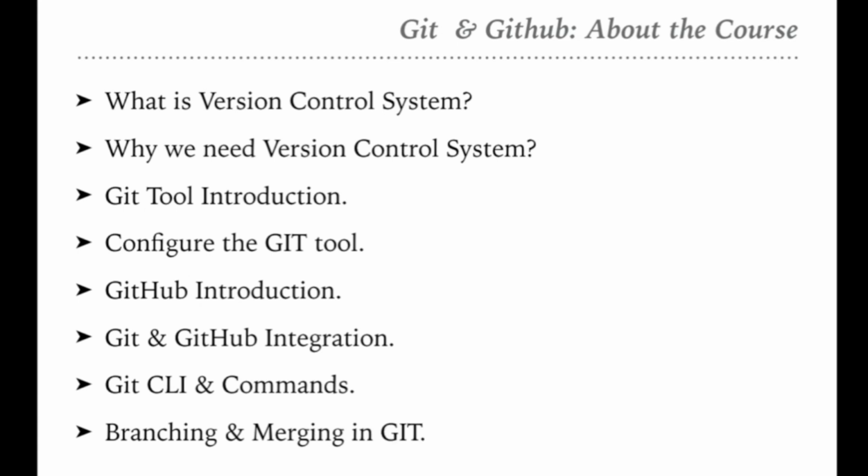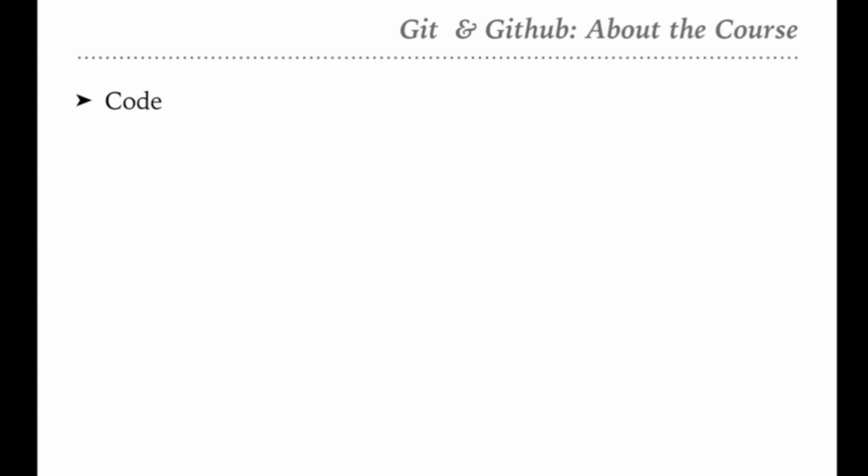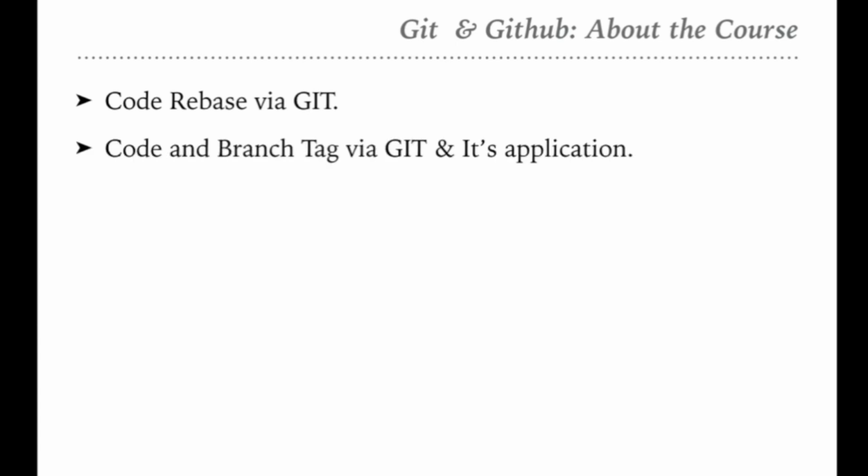We will also understand the complete concept of branching and merging in Git. Later we will look at what rebase of code is and how we can achieve this with Git. After this, we will see how we can tag a branch or code in Git and what the application of tagging is.